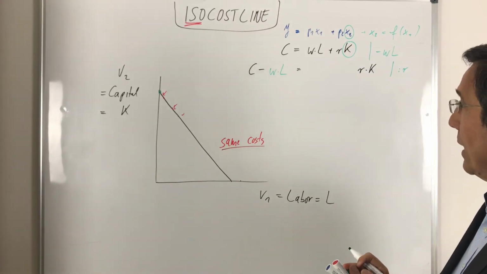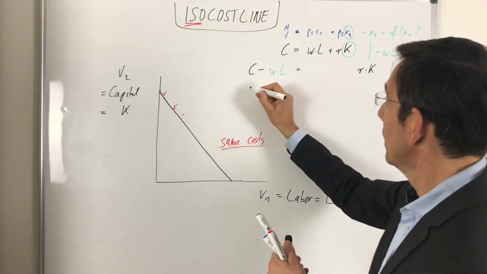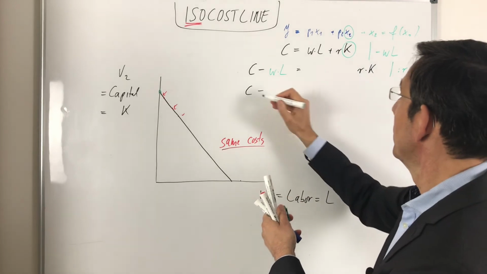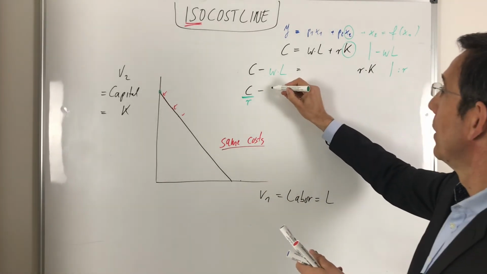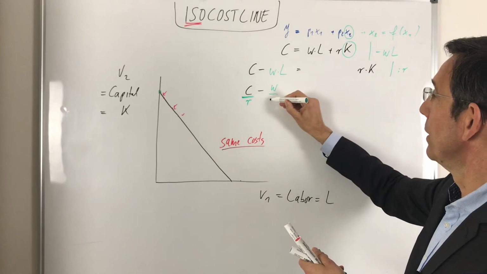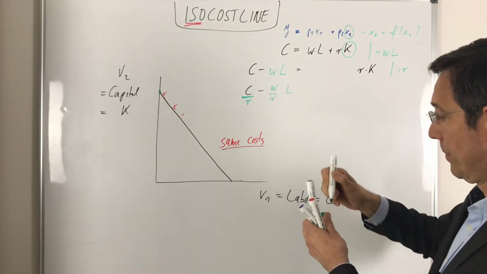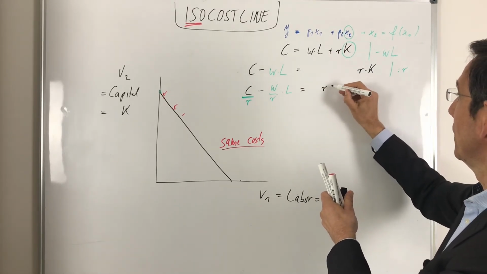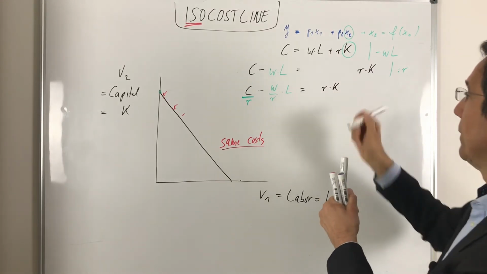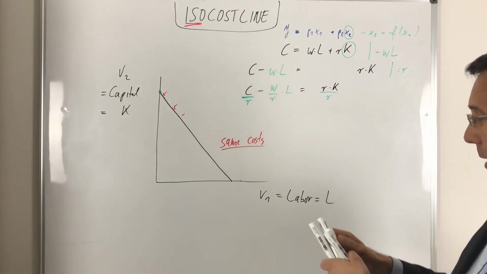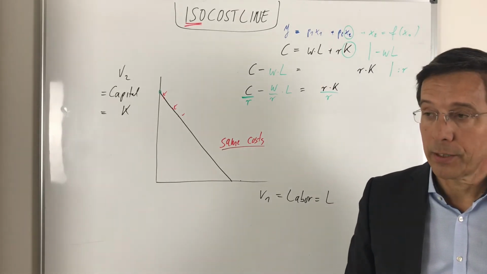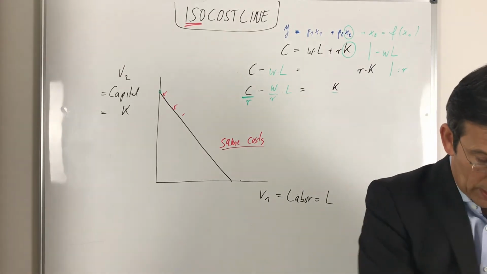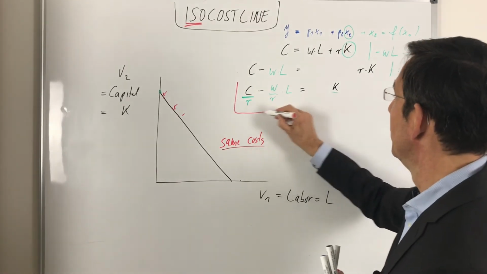Dividing by R then yields costs divided by R, minus wage divided by R times L, equals R times K divided by R. And as you can see here, R divided by R yields 1, so this disappears. And then we are done.